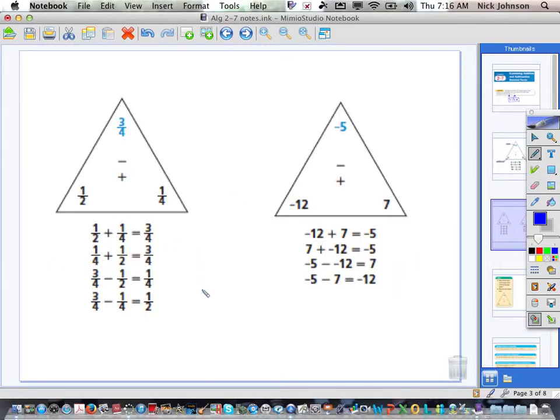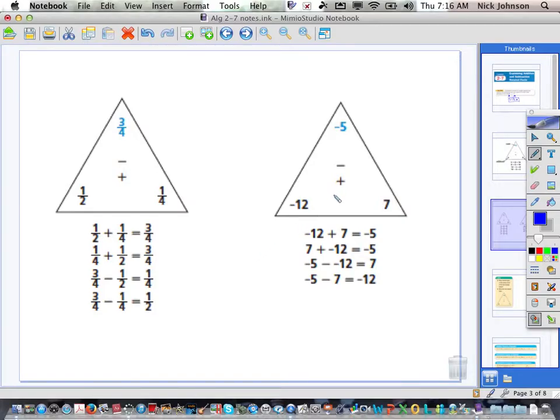So moving along here, you can do the same thing with fractions and negative integers. Okay, if you look at this, 1/4 plus 1/2 equals 3/4. You could check that on your calculator. Okay. 1/2 plus 1/4 equals 3/4. 3/4 minus a fourth is going to give me 1/2. 3/4 minus 1/4 is 2/4, which is 1/2. 3/4 minus a half equals 1/4.